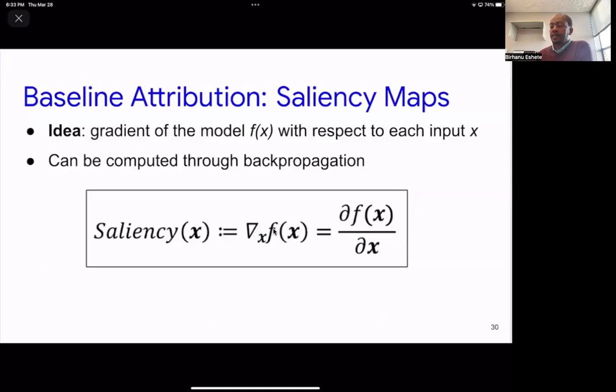The idea of saliency maps is you're going to basically take the gradient of the model with respect to each input. So it's the gradient with respect to the input x, and this can be computed using backpropagation, as you may know. So the saliency of an input x would be the gradient of the model with respect to x. And as you know, this is a partial derivative of the model with respect to the input x.